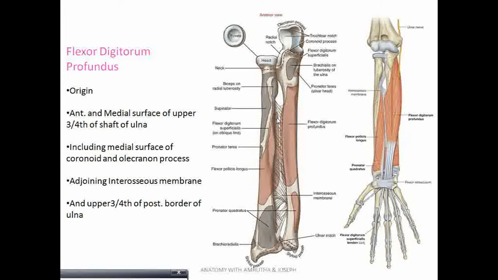Flexor digitorum profundus. It looks like flexor digitorum superficialis, but this is lying in a deeper aspect. It originates from the anterior and medial surface of the upper 3/4 of the shaft of the ulna. A large area of origin, including the medial surface of the coronoid and olecranon process, the adjoining interosseous membrane, and the upper 3/4 of the posterior border of the ulna. So it even goes to the posterior aspect. So a broad origin. Flexor digitorum profundus.